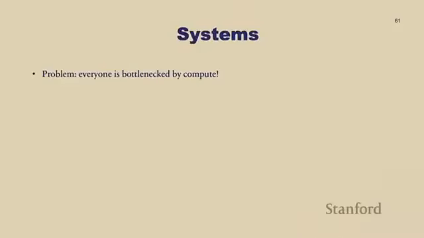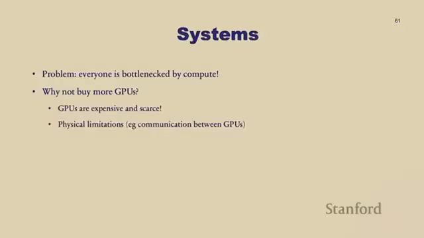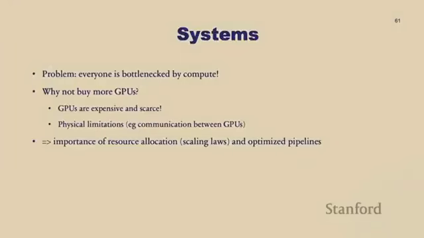Systems, as we said, for everyone, compute is the huge bottleneck. One question you might ask is, why not buy more GPUs? GPUs are expensive, but also scarce. Even if you have $10 million right now, you cannot buy the best GPUs. There are also some physical limitations. When you have multiple GPUs, you have to communicate between them, and that takes time. So just buying more GPUs is not that easy. It's really important to think about how you allocate resources and how you optimize your pipeline.